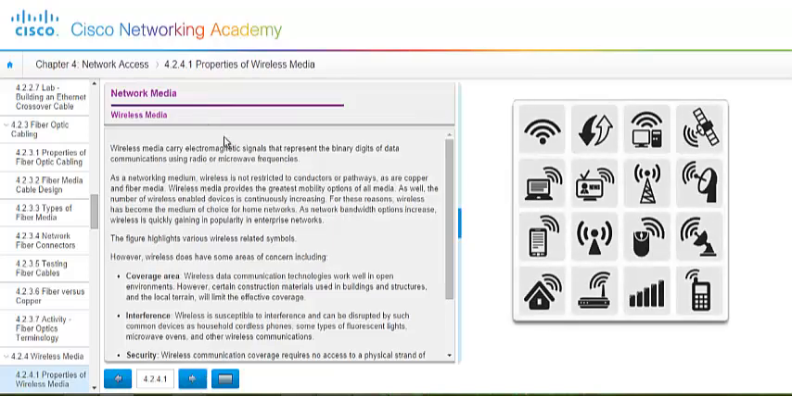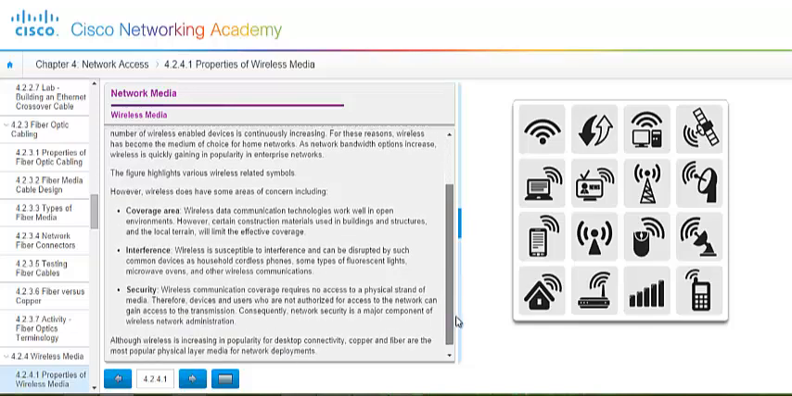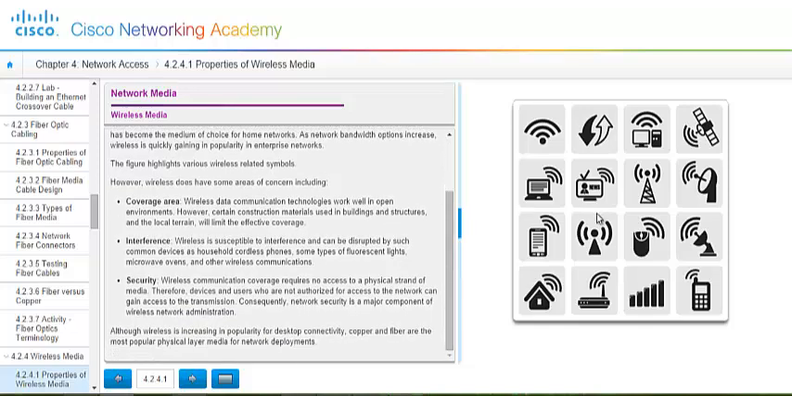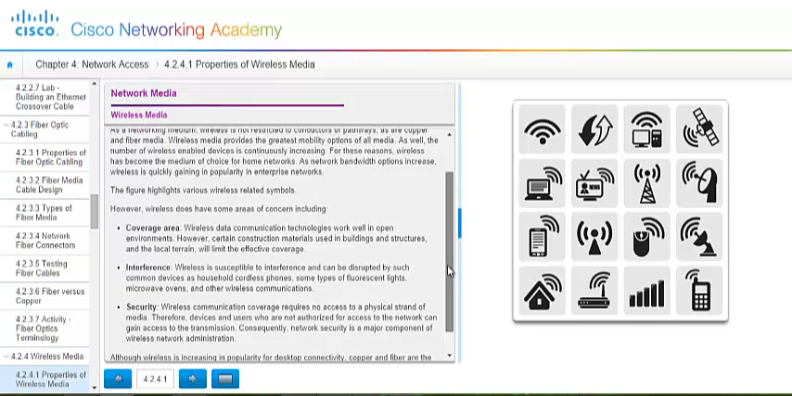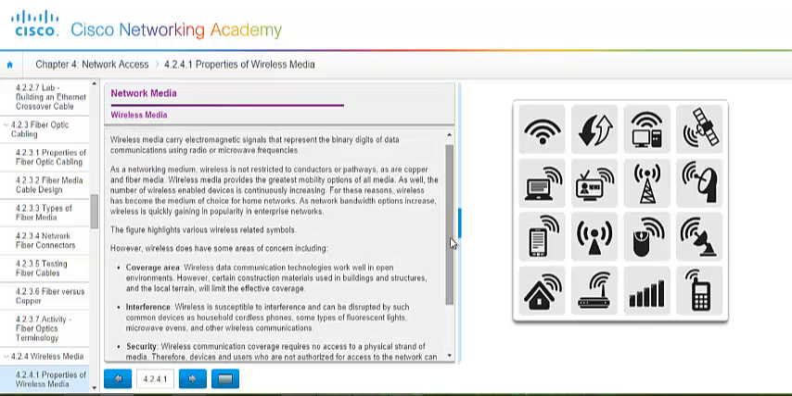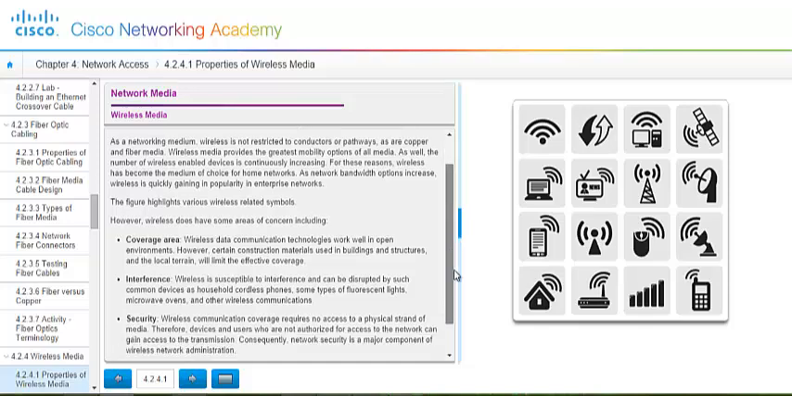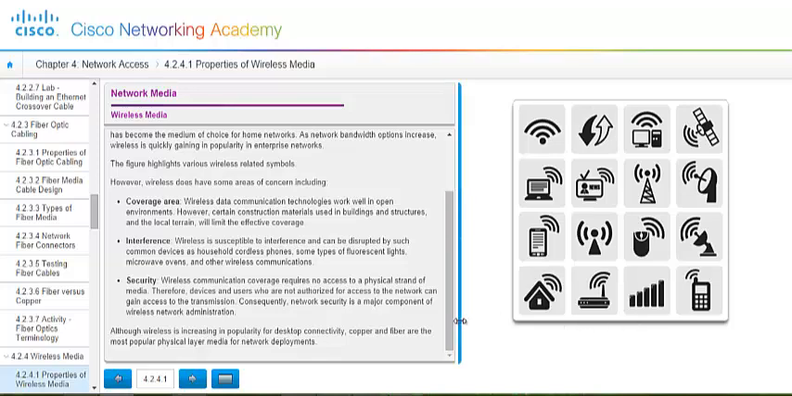Now we have our wireless media. The figure to the right highlights various related symbols when wireless is being addressed. Your wireless media carries electromagnetic signals that represent the binary digits of the data communications using radio and microwave frequencies. I'm sure you've seen these signals in different restaurants and industries that you've gone into, and you may also see them on your smartphones and other devices.